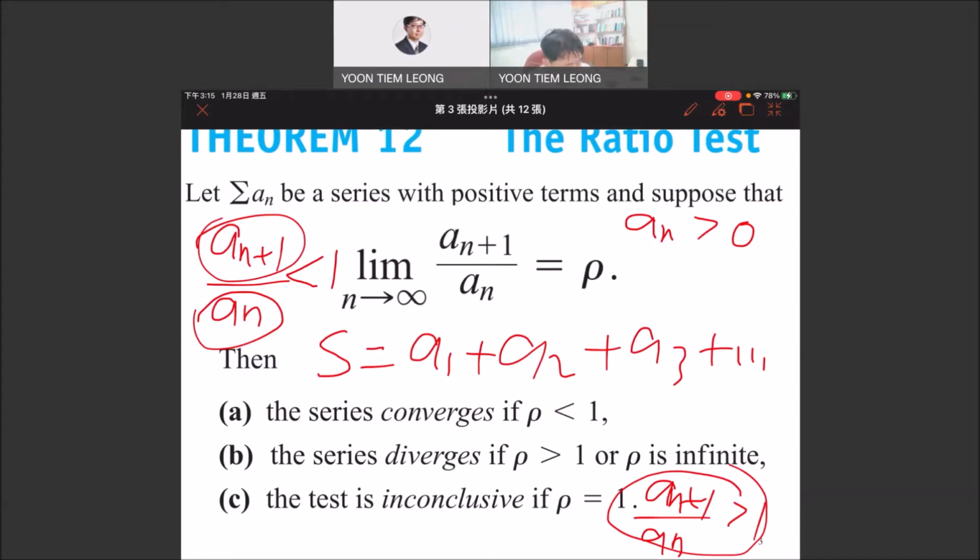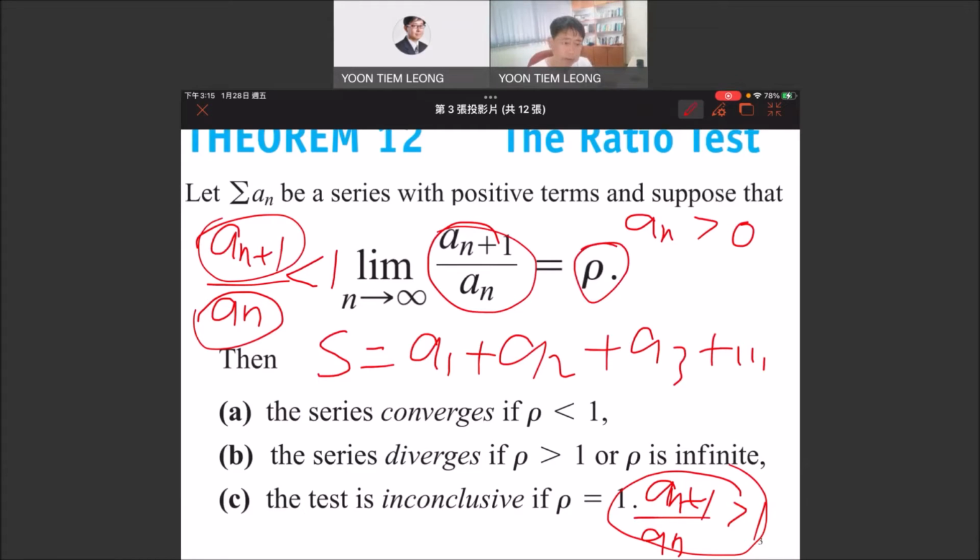What you do is you just check the ratio of the next term to the term before it. Then you check the limit of this ratio when n goes to infinity, and you get a number. If the number is less than 1, then the series converges. If not, then the series diverges. So you have only two situations. Actually, we have three situations.